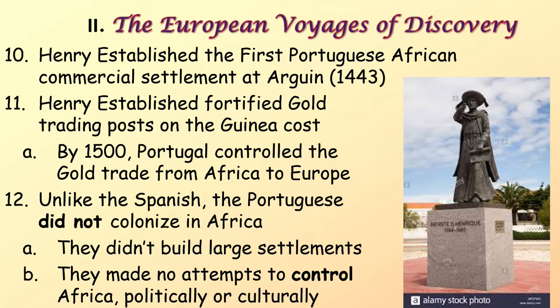So Henry established the first Portuguese African commercial settlement at Arguin in 1443. And Henry established fortified gold trading posts on the Guinea coast.